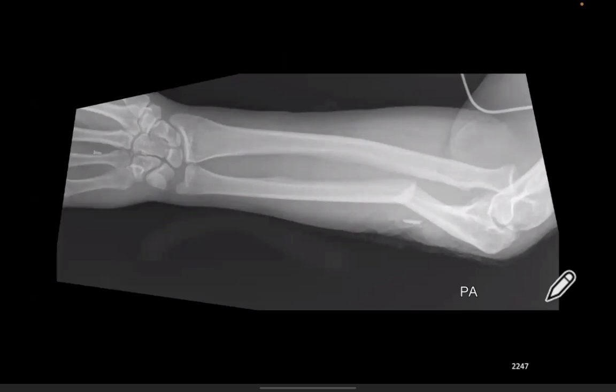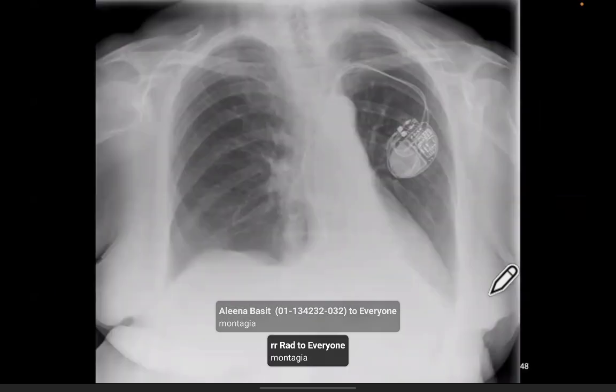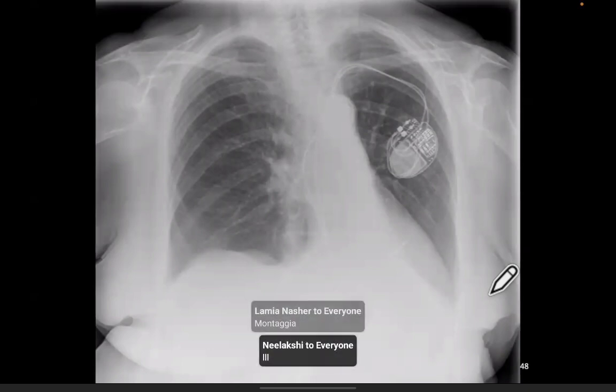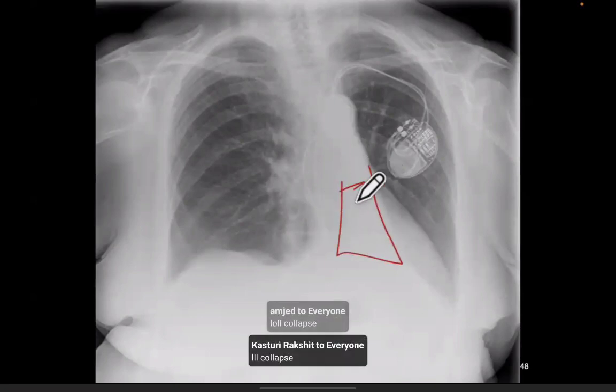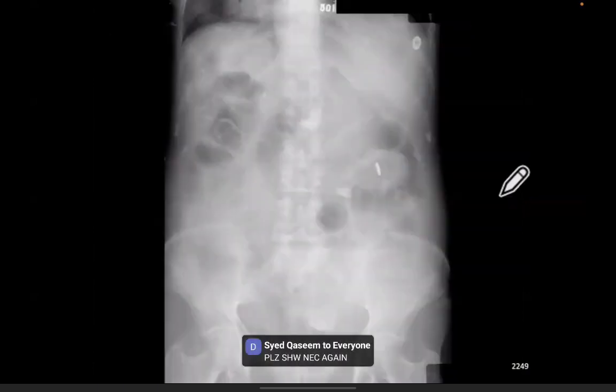Diagnosis. Monteggia fracture. So we've got a fracture of the ulna with a dislocation of the radial head, which has gone anteriorly. Diagnosis here. Left lower lobe collapse. Yeah. So dual chamber pacemaker. You can see the collapsed left lower lobe here. And fairly classical. And then we've got hypertransradiency of the expanded left upper lobe.